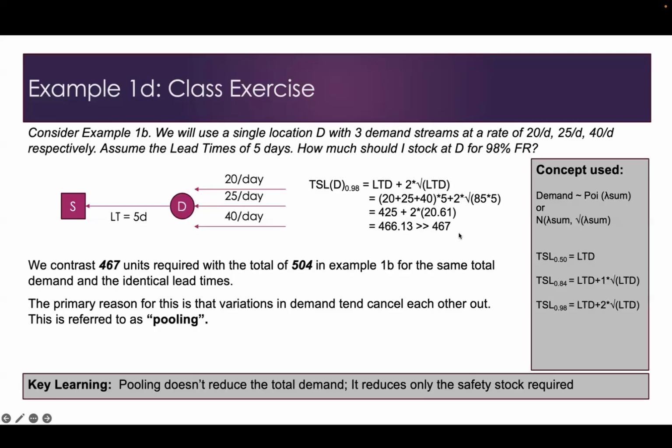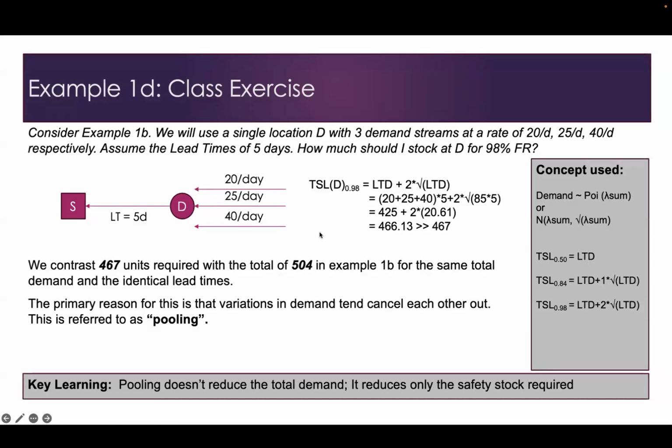Everybody roughly okay with what I've done so far? I've added them up, and everything else follows. But you'll notice that it looks very similar to the previous problem, except that if you added up the previous locations, it would be about 504. Even accounting for the math errors, it's still a significantly larger number than what we get when we combine the demands into one location, which is 467 units.